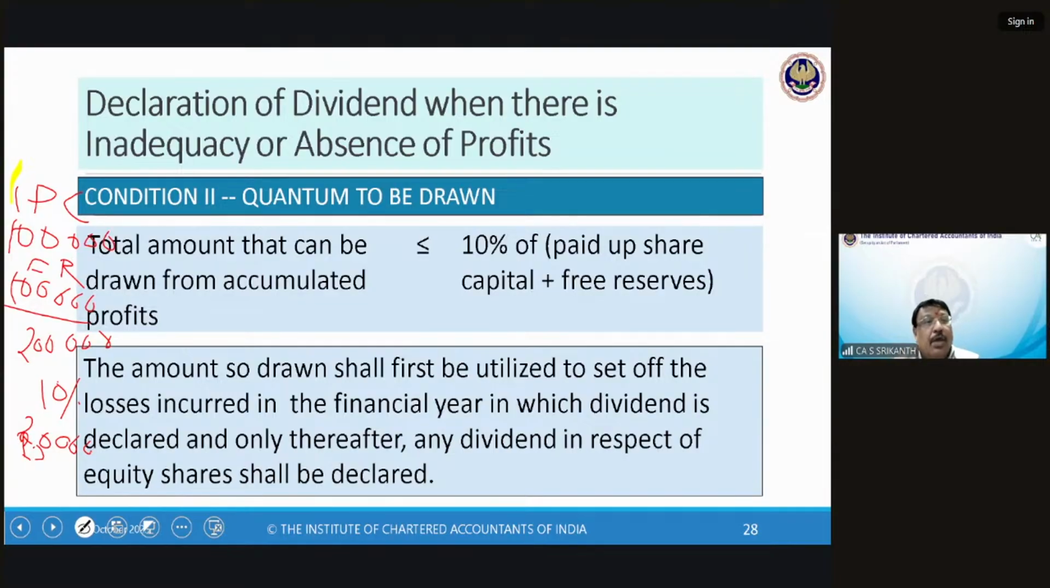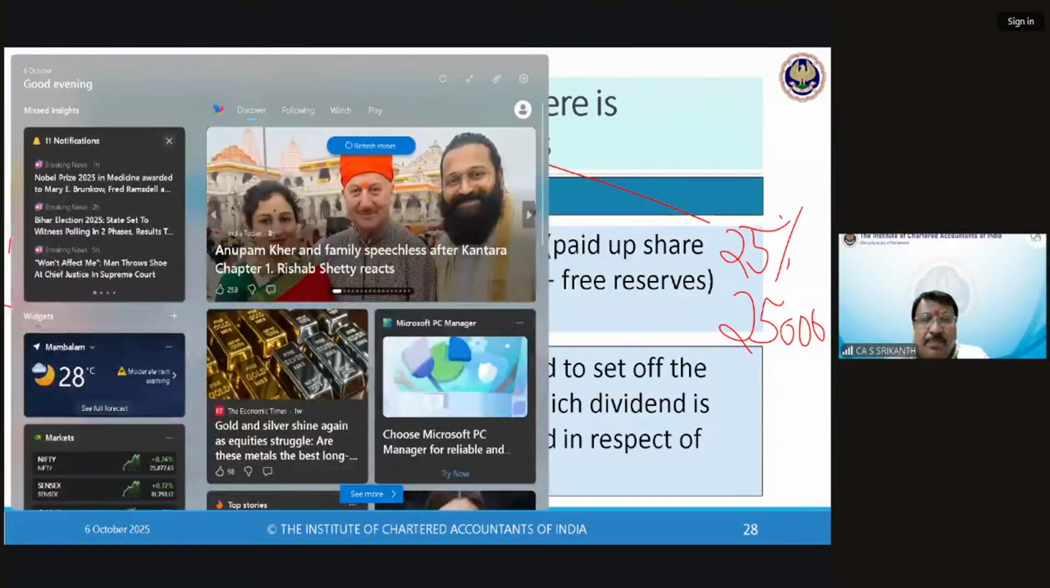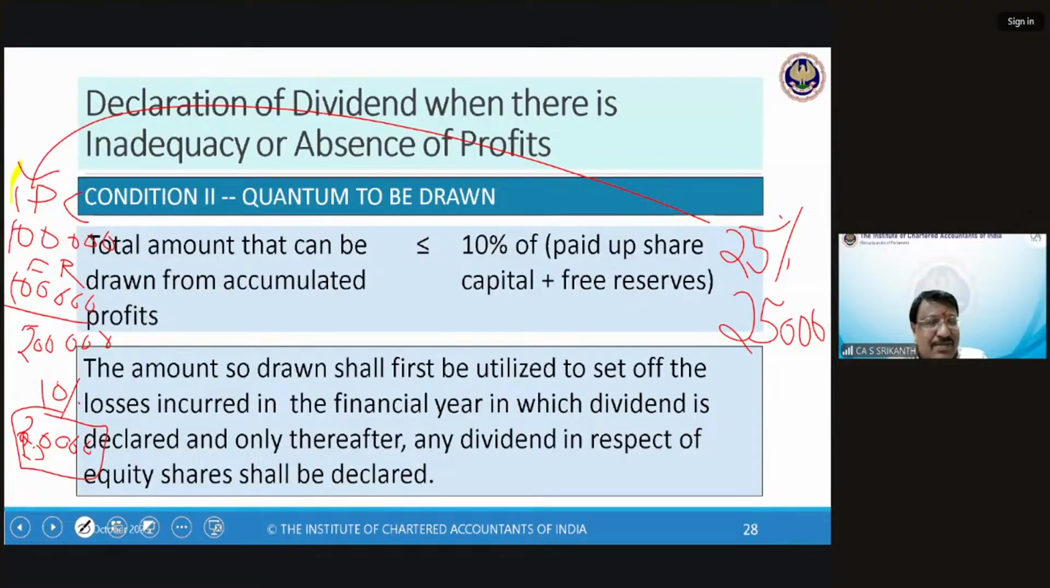On the other side, I have computed the average rate. That's coming to 25%. On what? On paid up capital. That comes to 25,000, because you apply 25% on PC, 1 lakh. Now, the first condition says you can declare average rate 25%. But the second condition says the amount cannot exceed 10% of PC plus FR. So 25,000 cannot be. You have to restrict yourself to 10% of PC plus FR, which is 20,000. Got it?